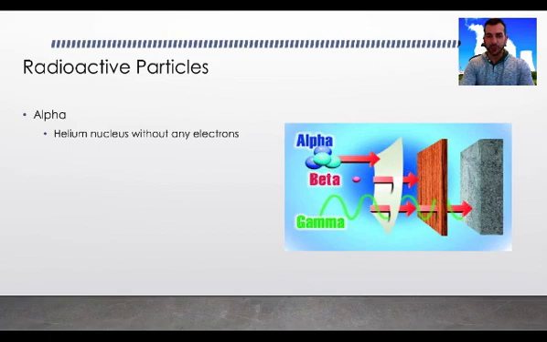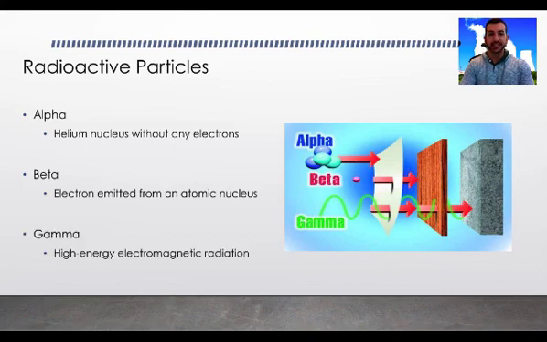Now let's talk about the radioactive particles that exist. The first are alpha particles, and an alpha particle is simply a helium nucleus without any electrons, essentially helium without the 2 electrons. Next, we have beta particles, and this is where the electron is emitted from the atomic nucleus. And lastly, we have gamma particles, and these are your high energy electromagnetic radiation. The gamma particles are essentially the big boys of the radioactive particles.